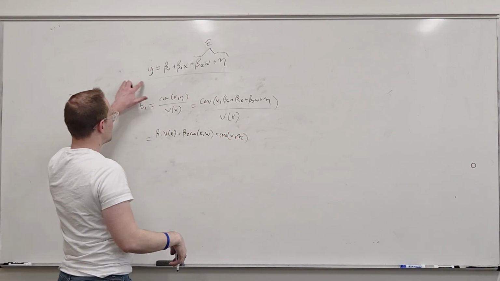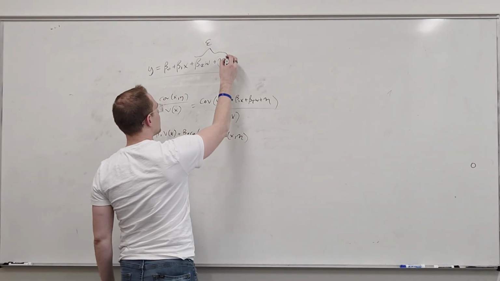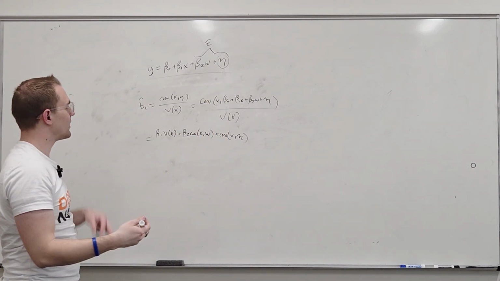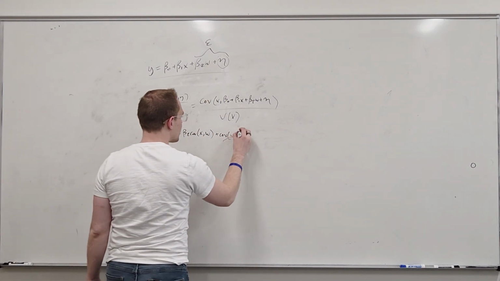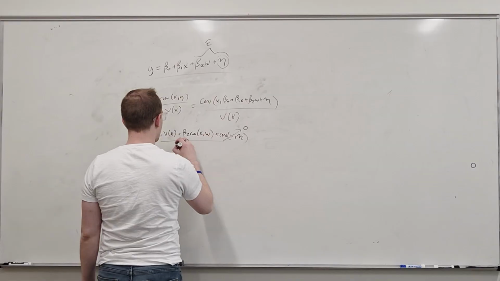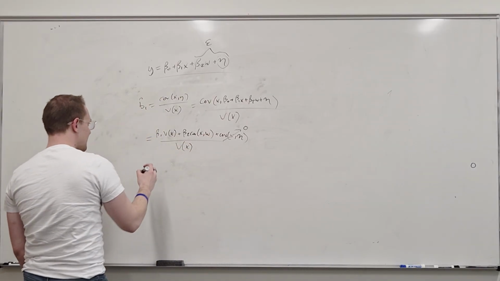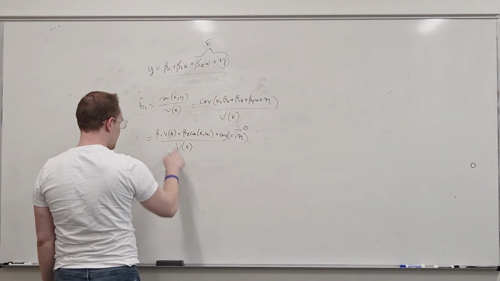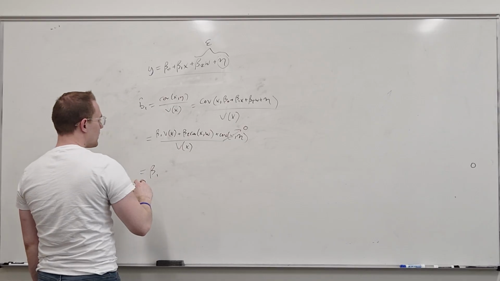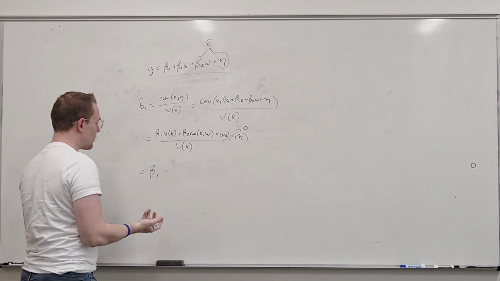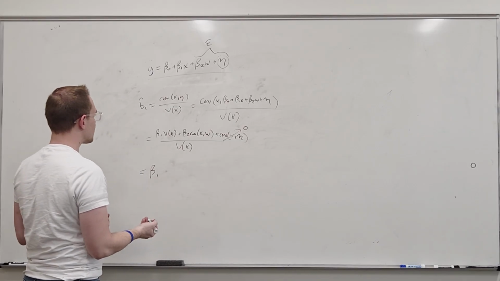Well, we're going to assume that this is the true model. In the true model, that exogeneity does hold with eta and x, so that can go to 0. All right, but this is all over the variance of x. So what this leaves us with is just beta 1. That would be great if it was just beta 1. That would mean that it was unbiased, right?